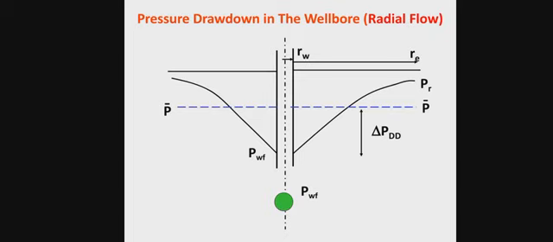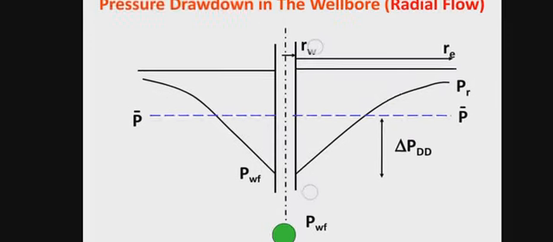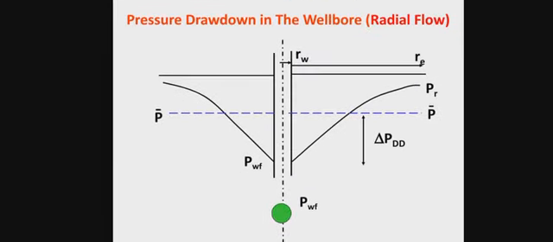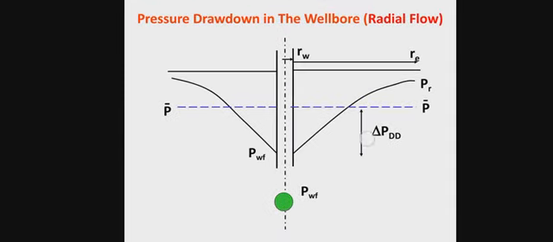Here you can see I have tried to show the casing. Okay, this is the casing. Let me zoom it. This is the casing, and right close to the casing we have the well bore pressure. And it goes without saying that the pressure at the well bore is always less than the pressure in the reservoir.